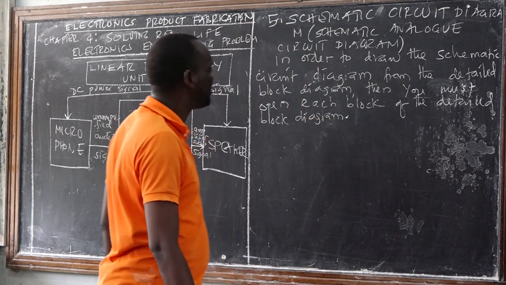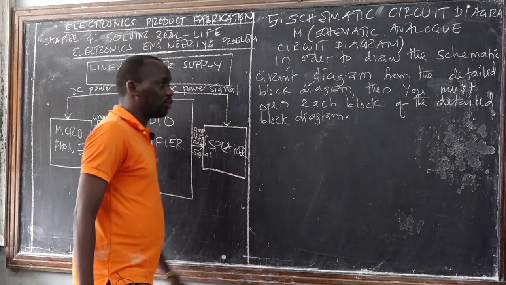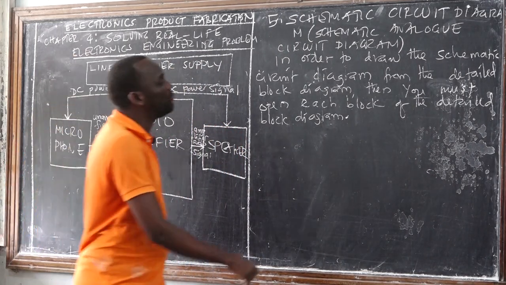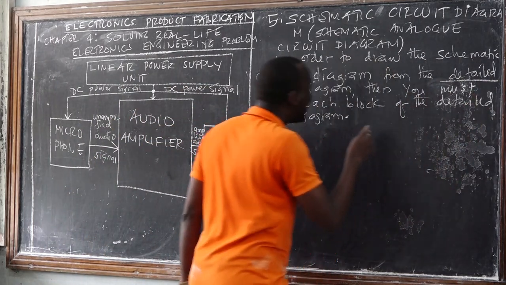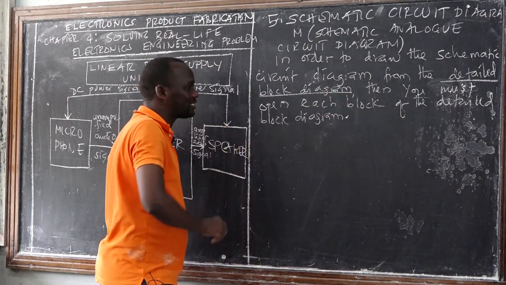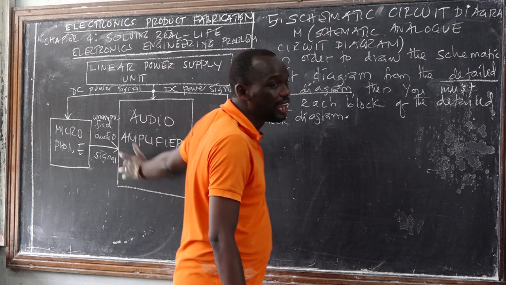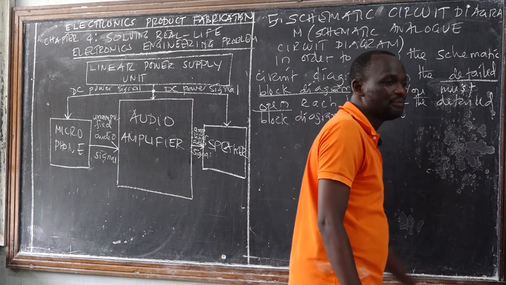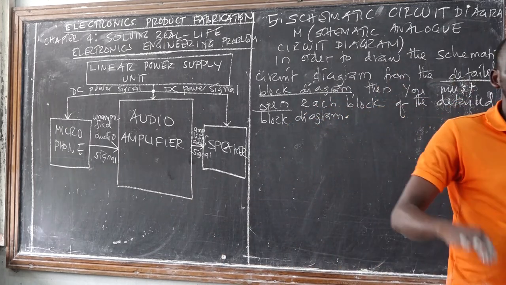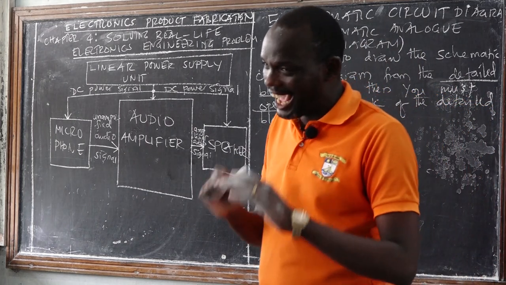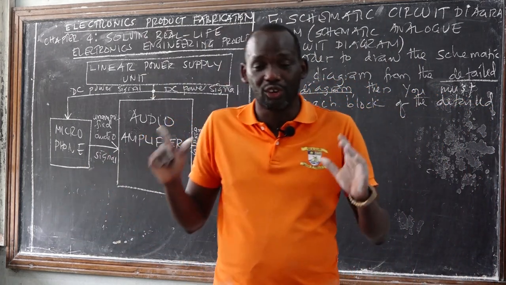Okay, so in order to draw the schematic circuit diagram from the detailed block diagram, my dear student, you must open. So these are the closed block diagrams. So you must open each one. And that depends on the responsibility of the engineer.